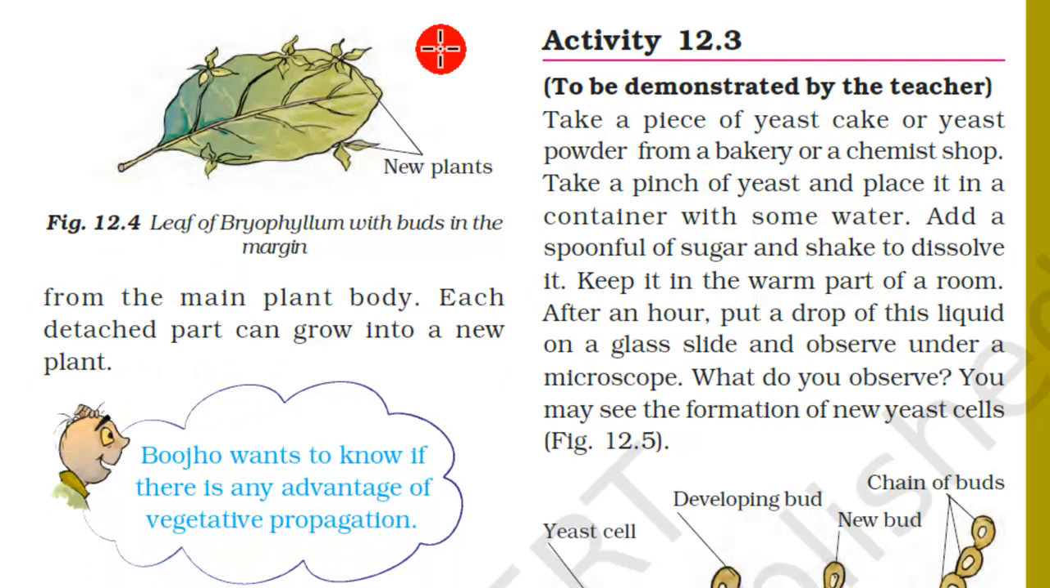Plants produced by vegetative propagation will take less time to grow and bear flowers and fruits earlier than those produced from seeds. The new plants are exact copies of the parent plant, as they are produced from a single parent. So here the parent will be single, that is, only one parent is required to produce their reproduction.